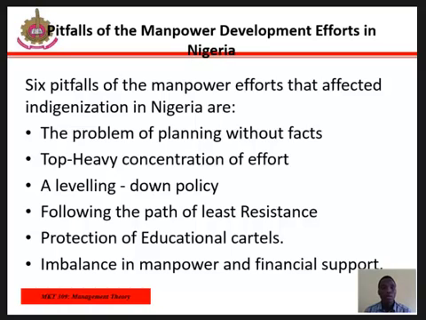Then another pitfall of manpower development efforts in Nigeria is following the path of least resistance. Thus, the third national plan's criticism of vocational education applies equally to institutions, namely that courses continue to be established or expanded not in response to any known demand, but due to the ease with which such courses could be mounted. Then another pitfall is the protection of educational cartels. And lastly, we have imbalance in manpower and financial support.